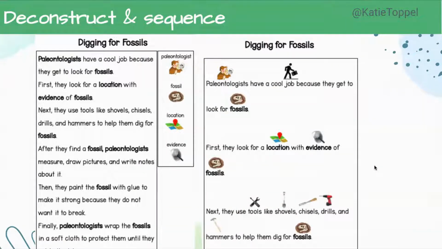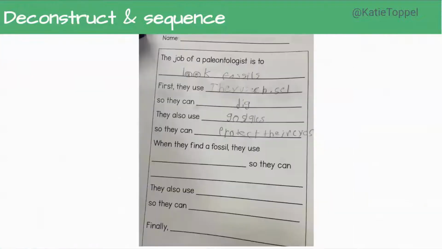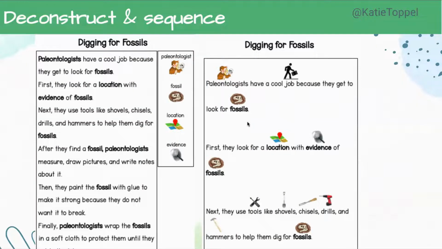Let me show you what she did, how she got there. So if the writing part is the end product, how does she get there? How do students know that a paleontologist looks for a fossil? How did the kids know that they used a chisel and goggles? Well, they read it in an article. So this is the original article that students had.